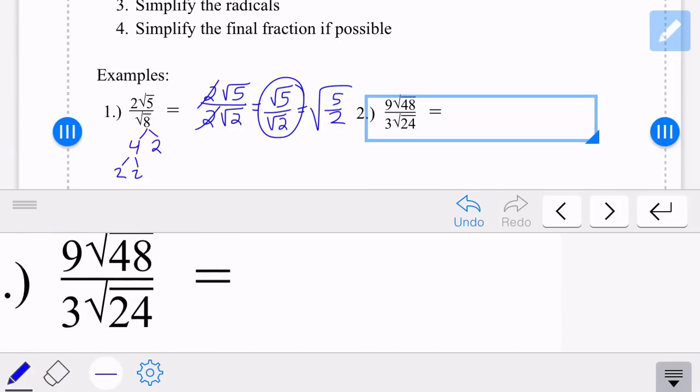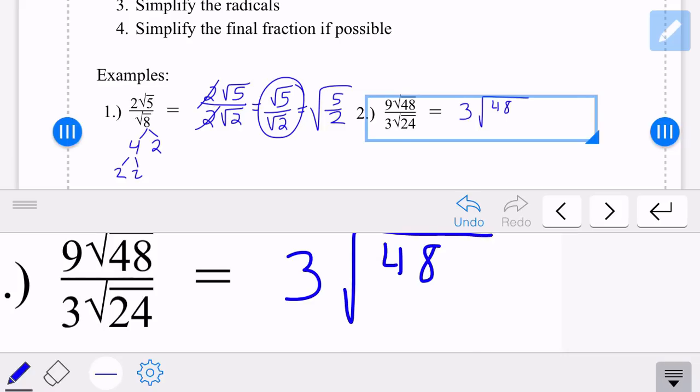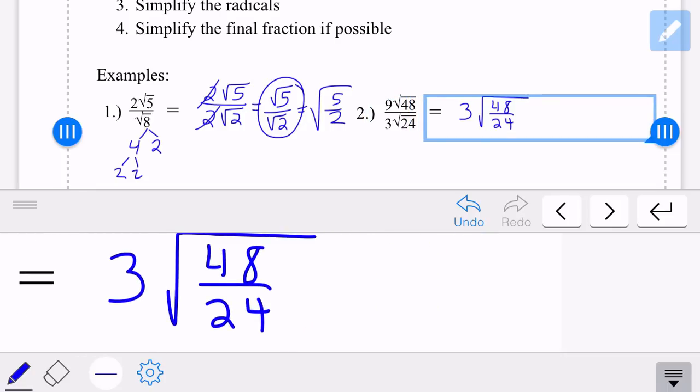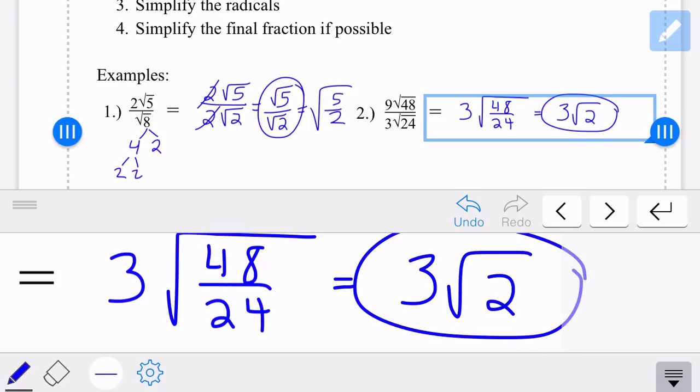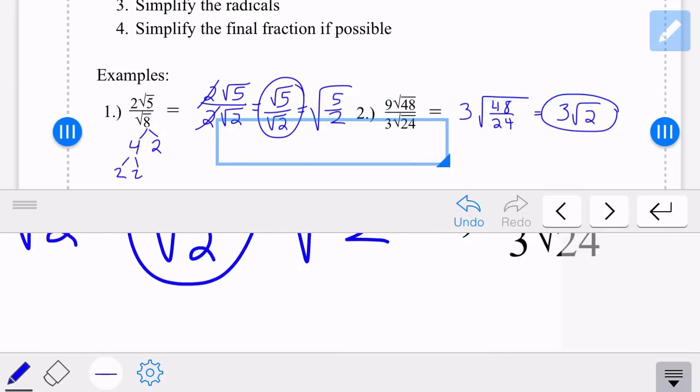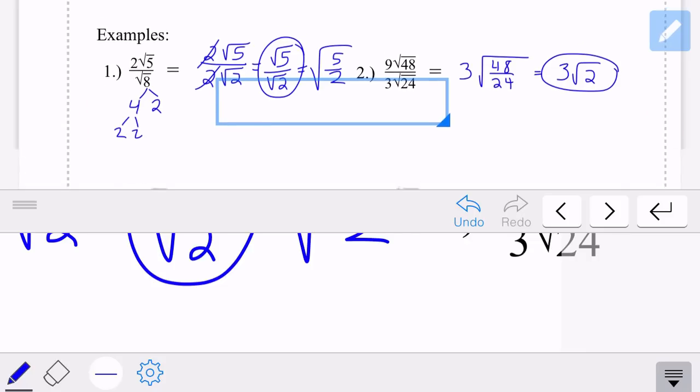All right, number 2. So 9 and 3, well, that reduces. 9 divided by 3 is 3. And then this time, 48 divided by 24, that does simplify. So let's go ahead and do that. What is 48 divided by 24? Well, that's 2. So 3 square root of 2. And that is fully simplified. Can't go any further beyond square root of 2. Next one here.